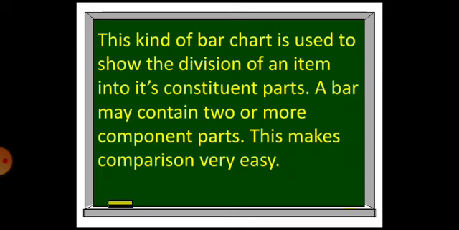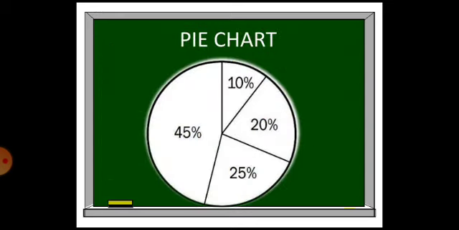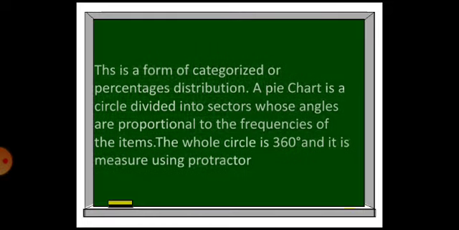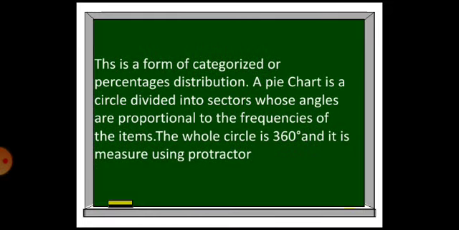Now let's quickly look at the pie chart. What is a pie chart? This is a form of categorized or percentage distribution. A pie chart is a circle divided into sectors whose angles are proportional to the frequency of the items. The whole circle is 360 degrees and it is measured using a protractor.